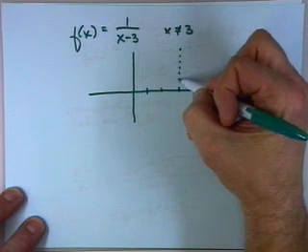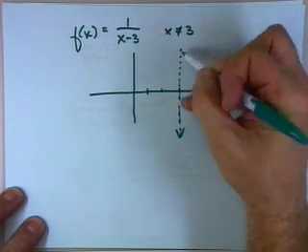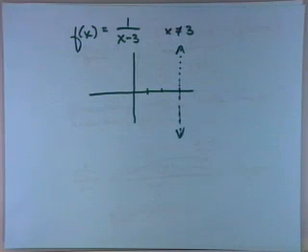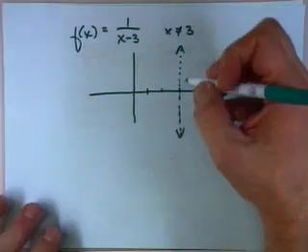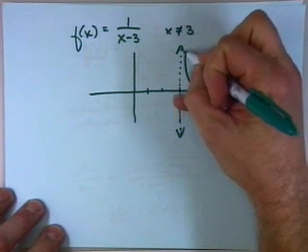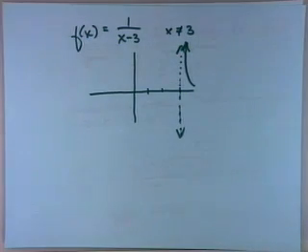So we come out here with a vertical boundary. And for values larger than 3, what do we get? Positives, right? 1 over a positive number. So we're coming in here with the graph. And for values less than 3 that we put in for x, we've got 1 over some negative value.